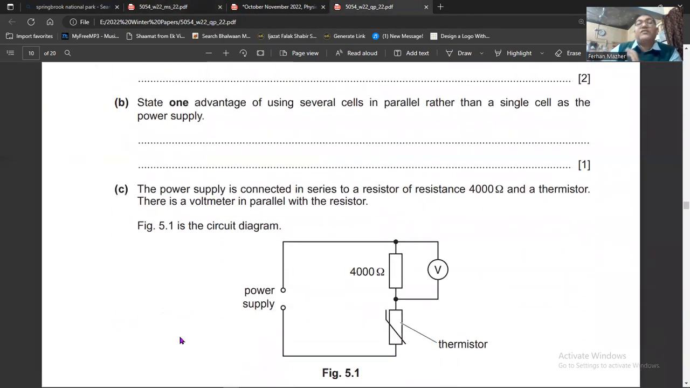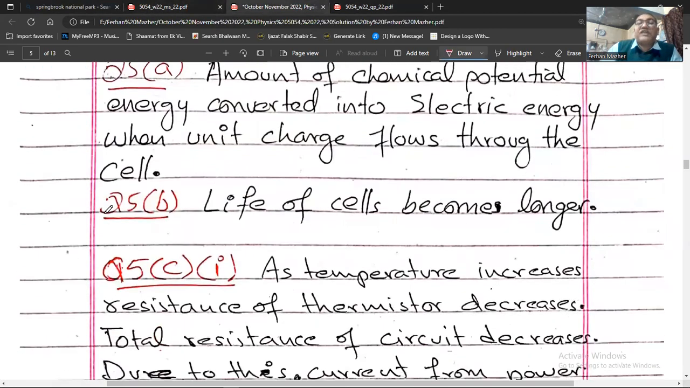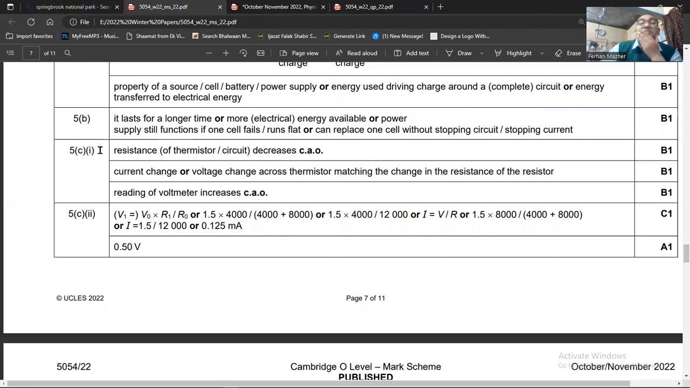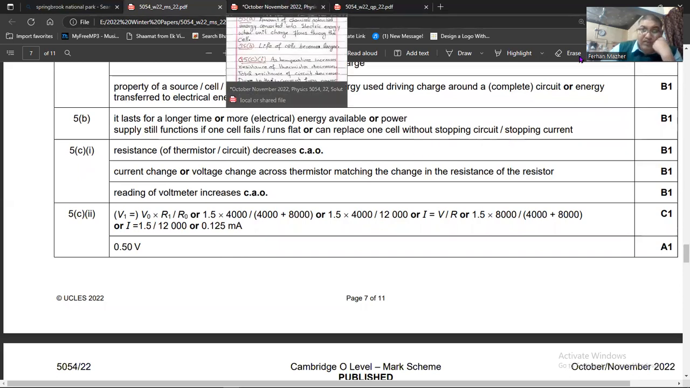B part, question number 5, state one advantage of using several cells in parallel rather than a single cell as the power supply. You see, when you connect cells in parallel, their life becomes longer. If one of the cells is exhausted, the other ones continue providing the electric energy. Life of cells becomes longer, so it lasts longer. The marking scheme is showing up. Our answer is right. There are other options also available.